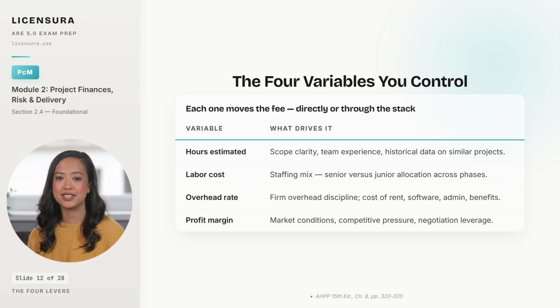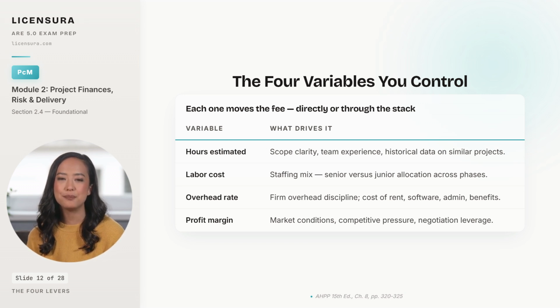Labor cost is shaped by the staffing mix you assign. A junior-heavy team produces a lower labor cost but may need more hours, while a senior-heavy team produces a higher rate but typically fewer hours. Overhead rate is set at the firm level by how disciplined the practice is about indirect spending. Firms that let rent, software, and admin creep upward see their overhead multiplier rise and their competitiveness erode. And profit margin is the variable most exposed to the market. Competitive pressure during a slow cycle compresses it, while a strong reputation in a busy market expands it.